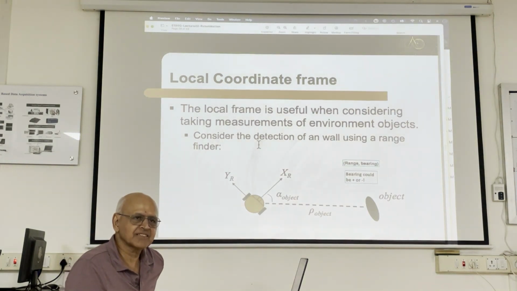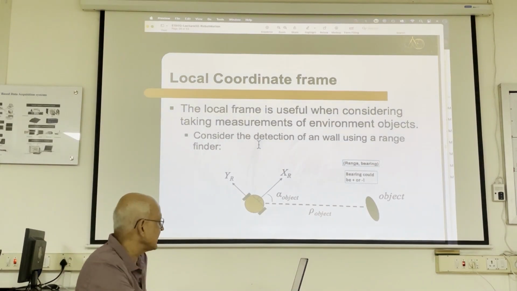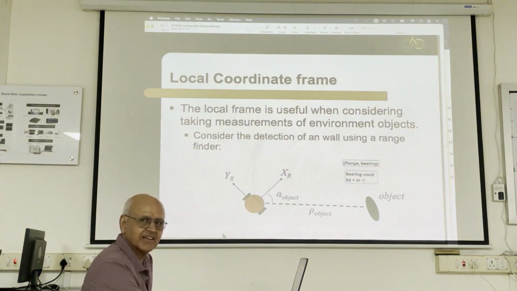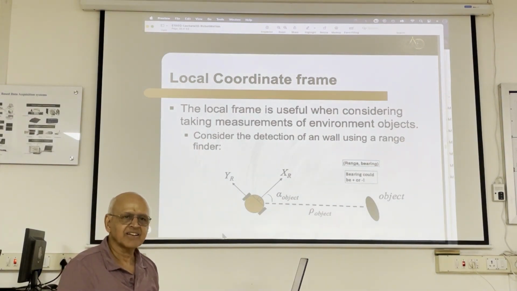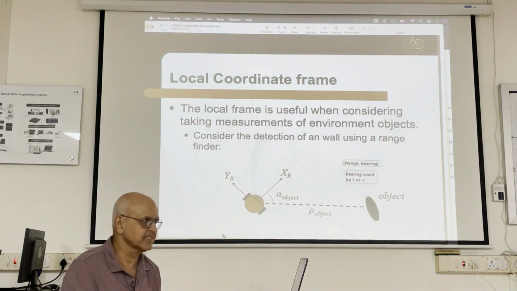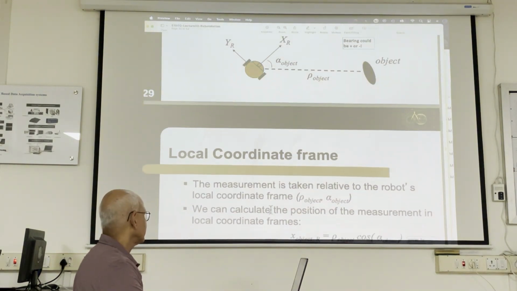Again, robot angles, even the bearing angle, only go from 0 to 180 and 0 to minus 180. So once you cross this line, you have to unwrap the angle. Is that clear? No angles above 180 or below minus 180 are allowed. It's not a 0 to 360 degree system. So the measurement is taken relative to the robot's local coordinate frame. That's the only natural way to do it.